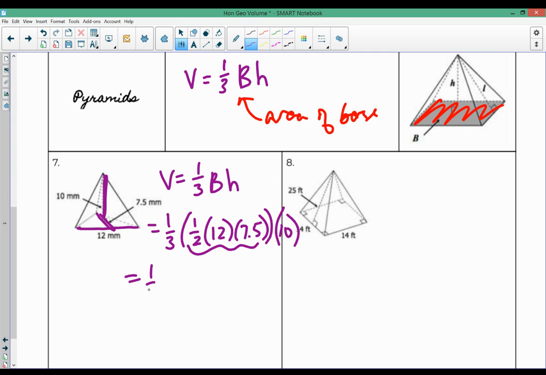Half of 12 times 7.5 was 45. So we have 1/3 of 45 times 10. So that's 15 times 10. So that's 150 cubic millimeters.